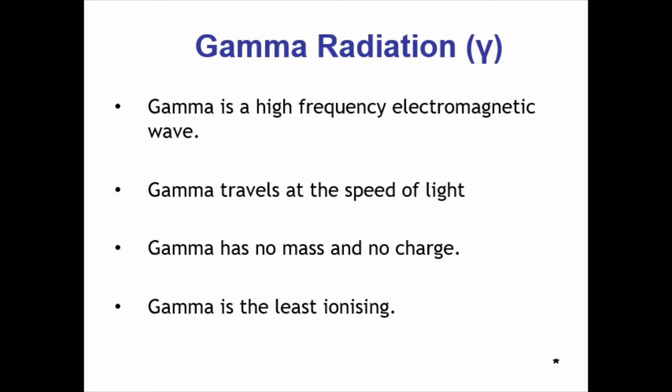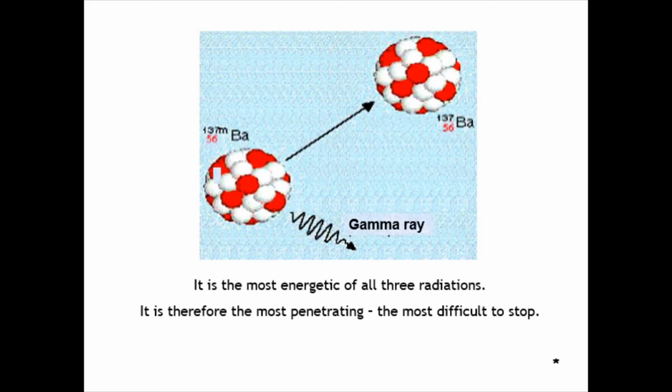And gamma radiation is used for radiotherapy, where nuclear radiation is used to kill off living cells, kill off those cancerous cells. So gamma has the most energy, it's the most penetrating, it's the most difficult to stop. Remember, it will pass through paper and aluminium and can only be stopped by a few centimeters of lead.